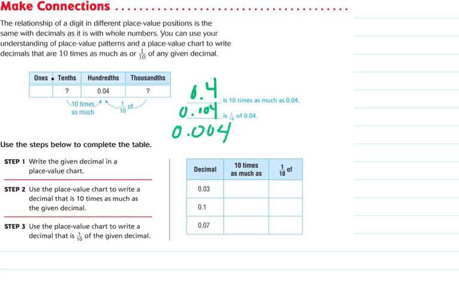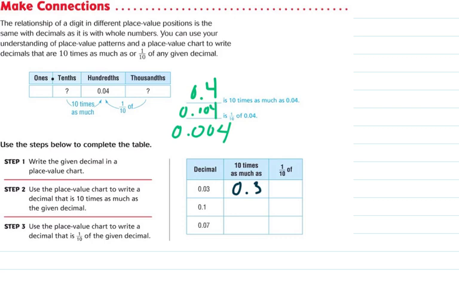So this number here would be 4,000ths. Now, boys and girls, if we use the steps below to complete the table, step 1, we write the given decimal in the place value chart. We did this work a little bit in class, but then we're going to work with placing it here. It says step 2, use the place value chart to write the decimal that is 10 times as much as the given decimal. So boys and girls, if we start here with 300ths, this is like saying 3 pennies. If you have 10 times as many as 3 pennies, boys and girls, you would have 3/10 or 3 dimes.